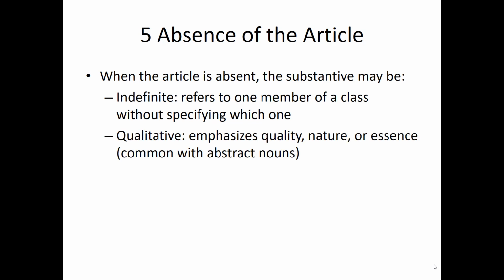It could also be qualitative. Rather than being indefinite, focusing on one member of a class, some nouns focus on quality, nature, or essence, and this is quite common with abstract nouns. So some nouns may focus on one of these things, and we would say they're qualitative. And then the third possibility, it could actually be definite. So a word can be definite even without an article. So you can't simply say, if there's no article, the word is indefinite. It doesn't work that way.